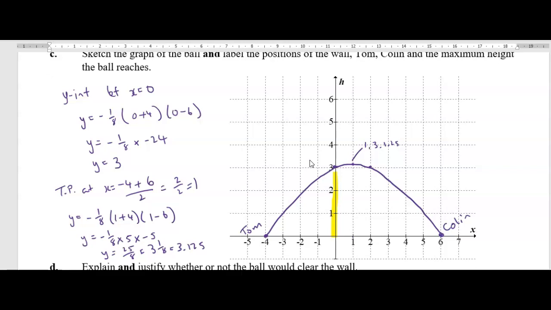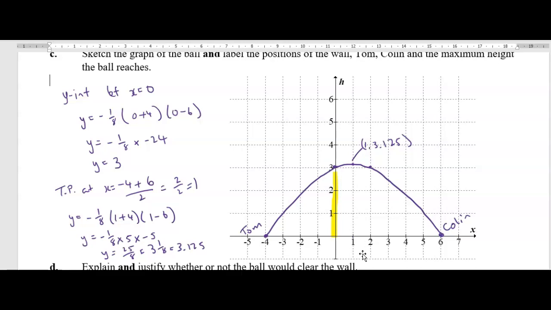What? 3.125. How did I do that? Sorry. Silly, silly, silly. 3.125. You could write it as 3 1/8, or if you want 25 over 8, that's fine.